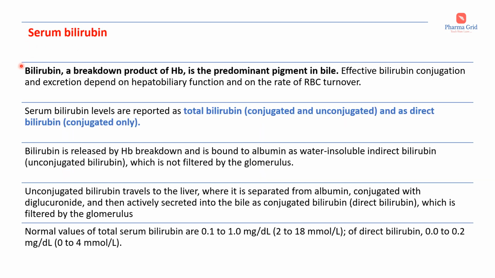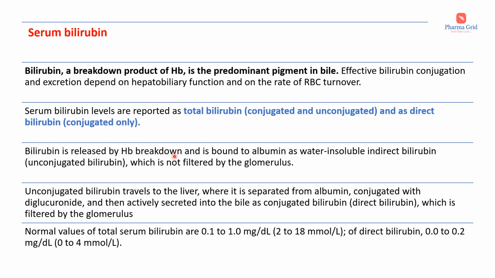Serum bilirubin. As we have already seen, bilirubin is a breakdown product of hemoglobin and it is the predominant pigment in bile. Effective bilirubin conjugation and excretion depend on hepatobiliary function and on the rate of RBC turnover. Serum bilirubin levels are reported as total bilirubin, which means a combination of conjugated and unconjugated bilirubin, and as direct bilirubin, that is conjugated only.